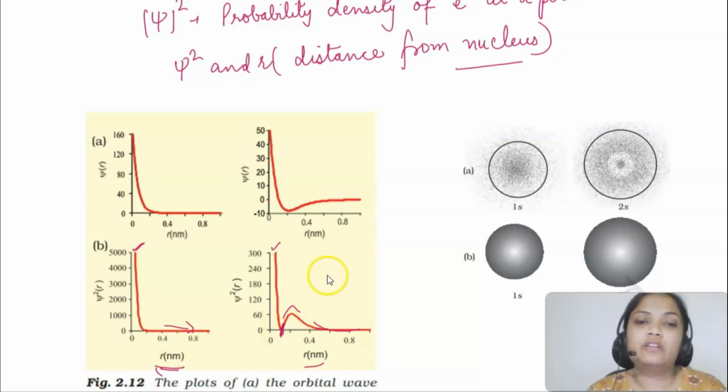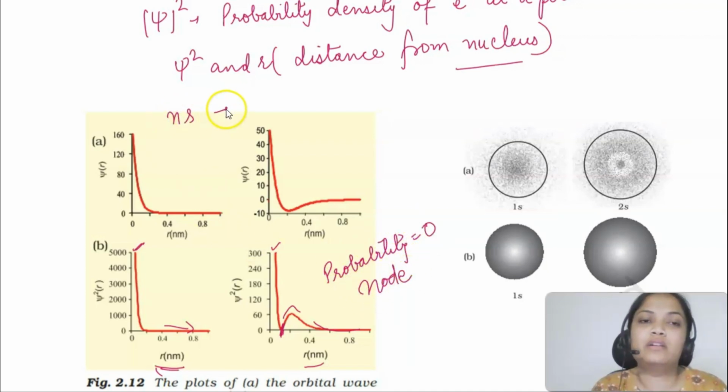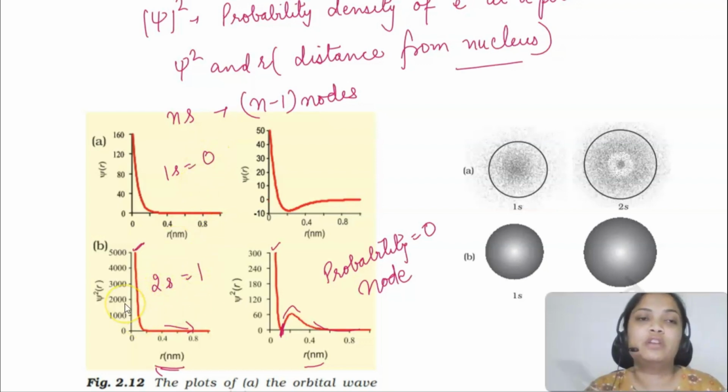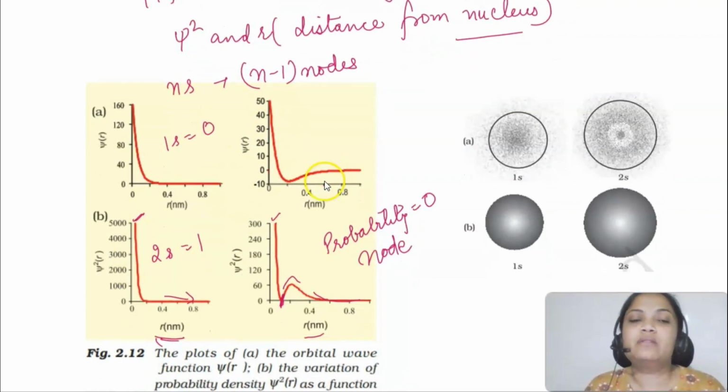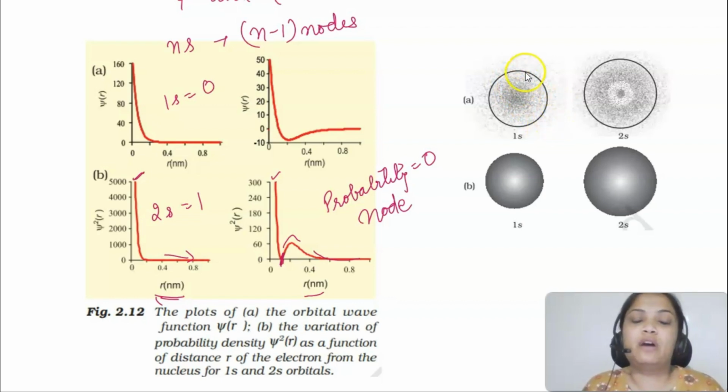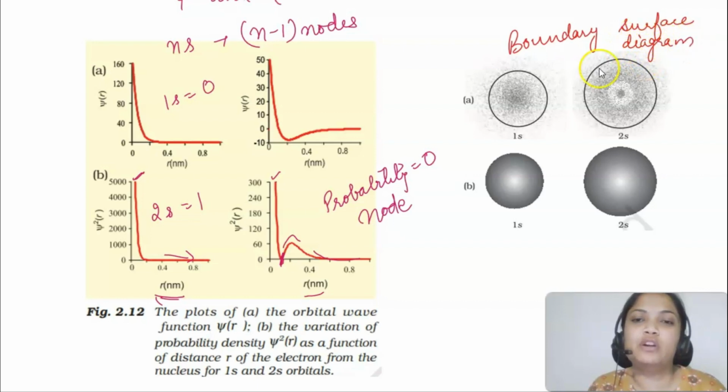So this area where the probability of finding the electron is 0 is called the node. Okay, so for ns orbitals we will be having n minus 1 nodes. Like for 1s orbital we have 0 nodes, for 2s orbital we have 1, for 3s orbital there will be 2 areas of 0 probability density, means 2 nodes will be there. And simultaneously we can make the boundary surface diagram. These are the boundary surface diagrams. If we draw these boundary surface diagrams, we can get an idea about the shape of the orbital. Each dot represents the probability of finding an electron at a particular instant.